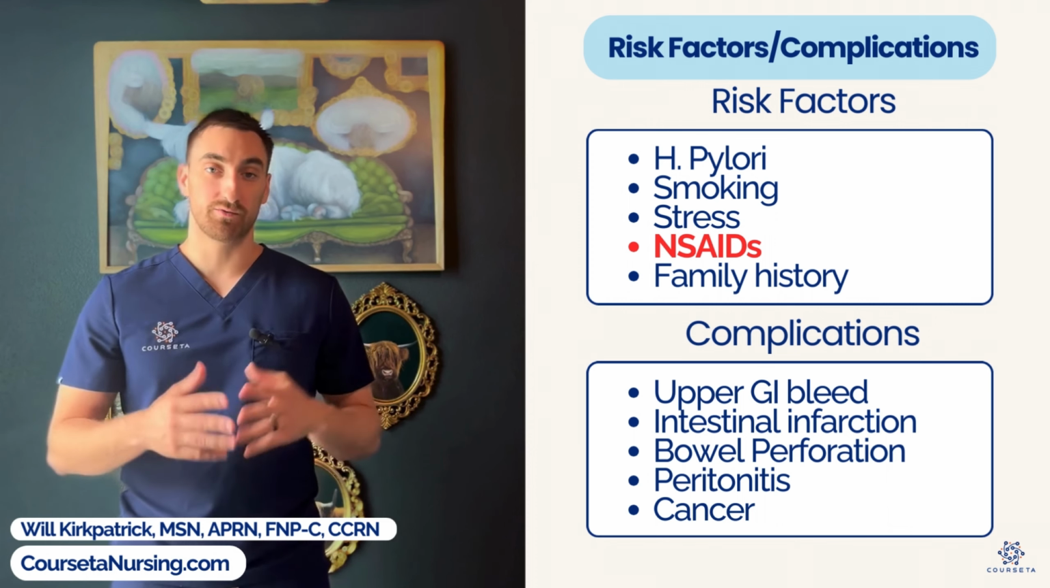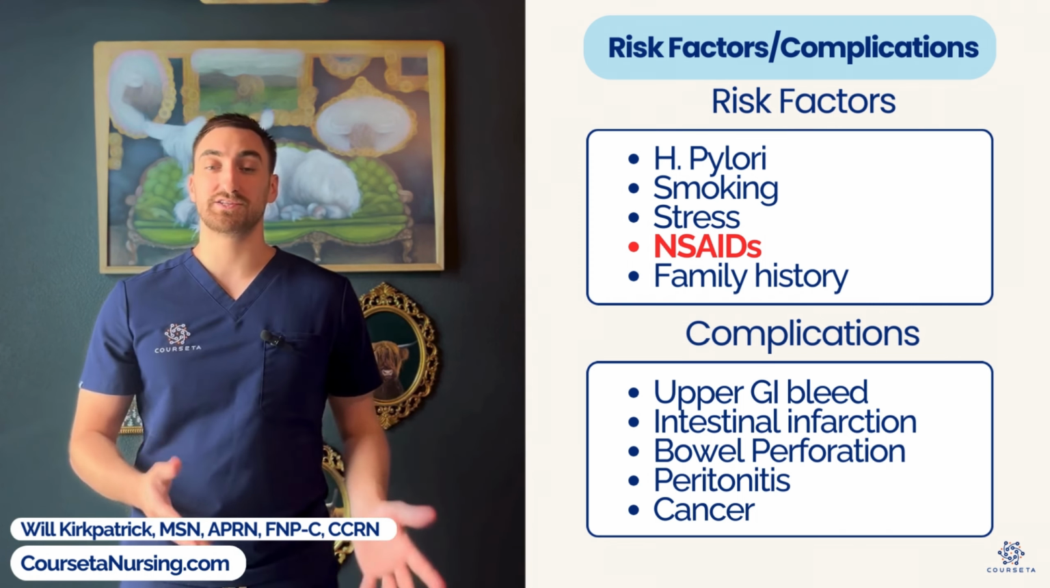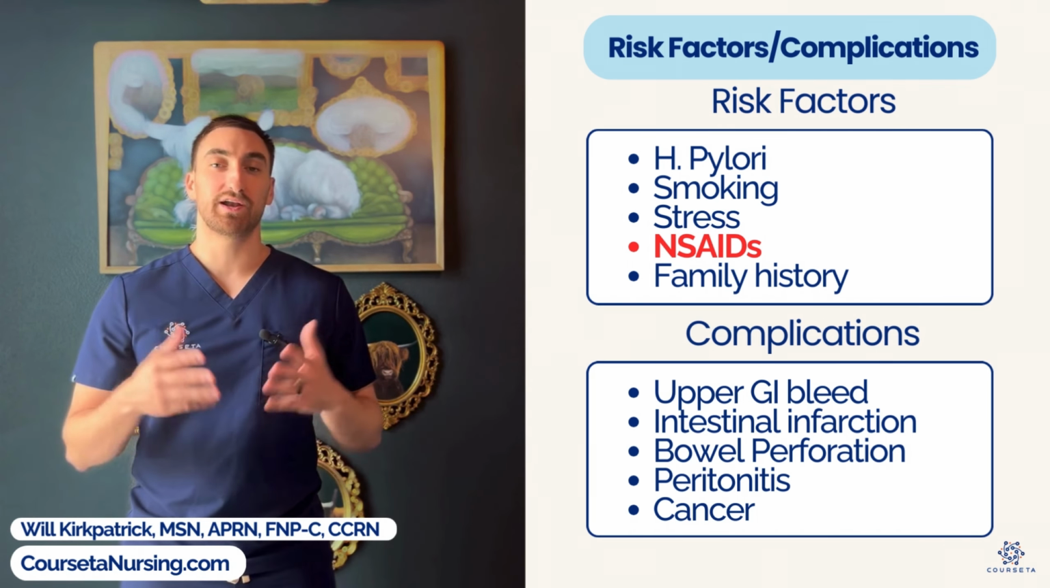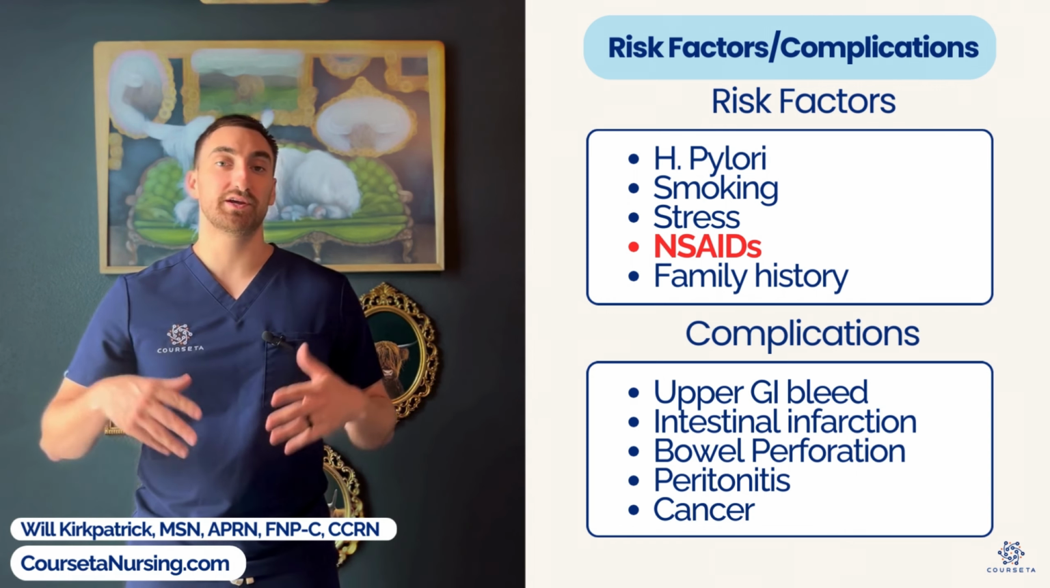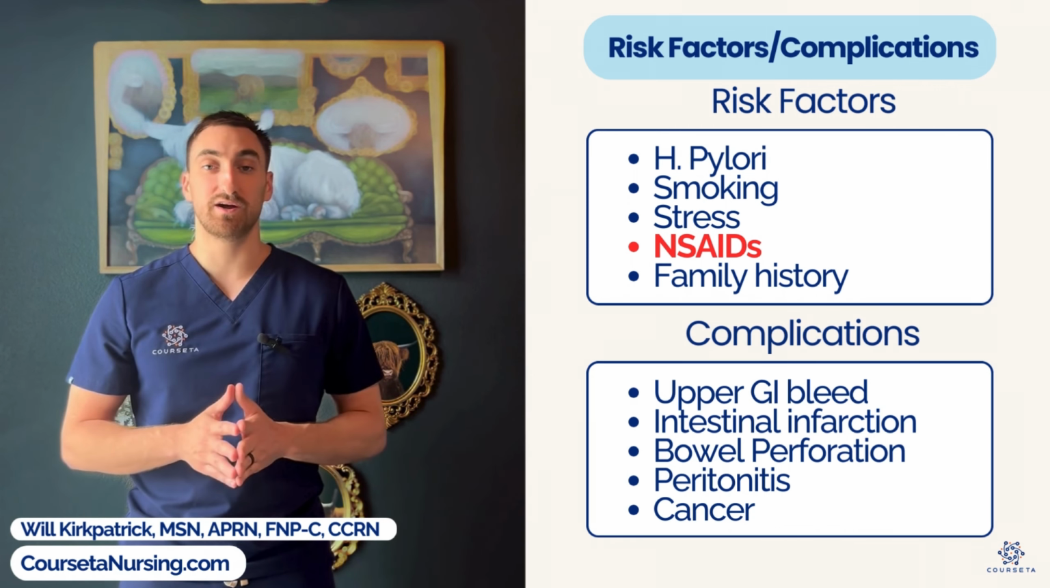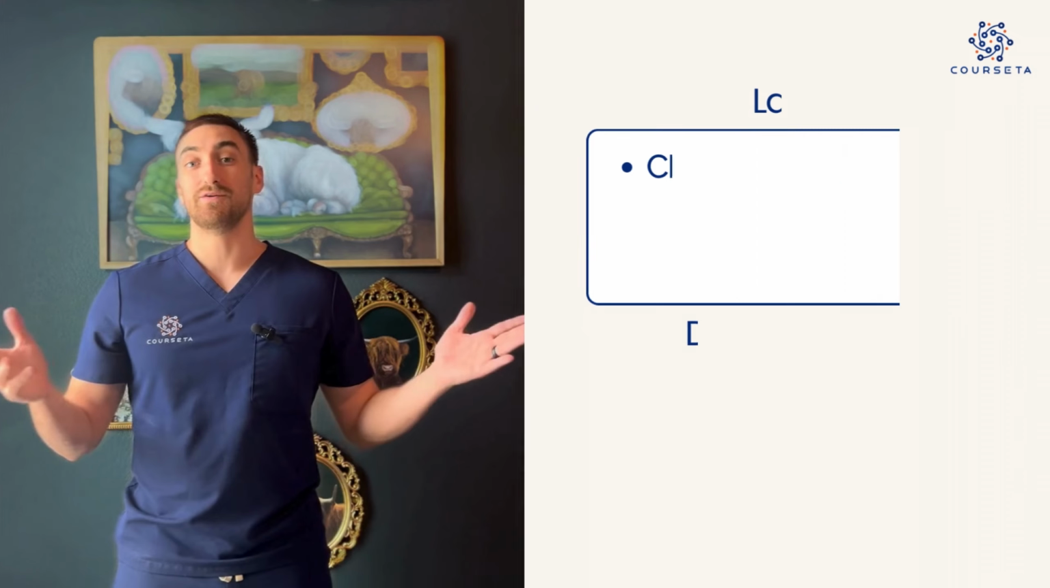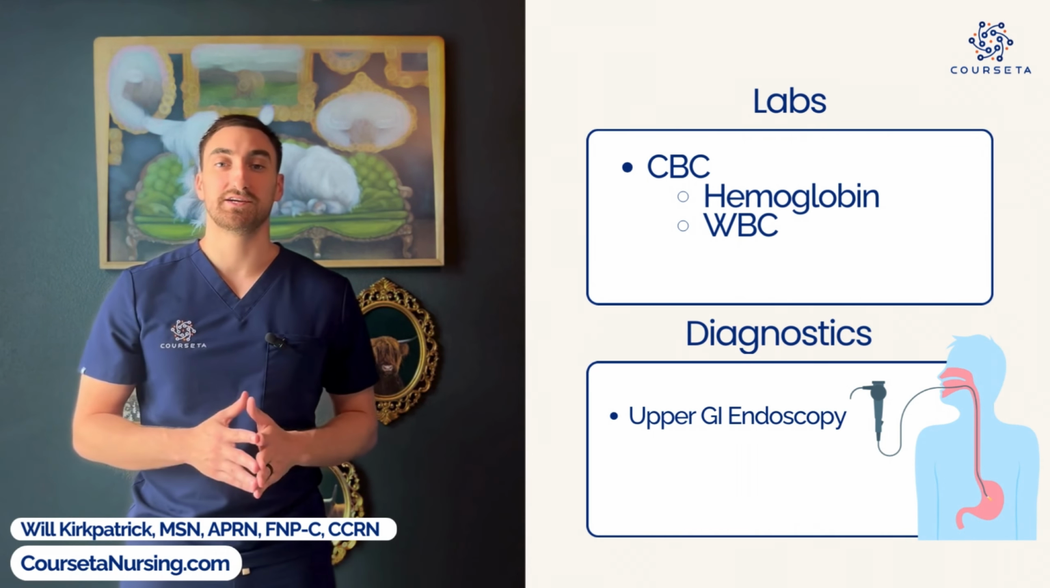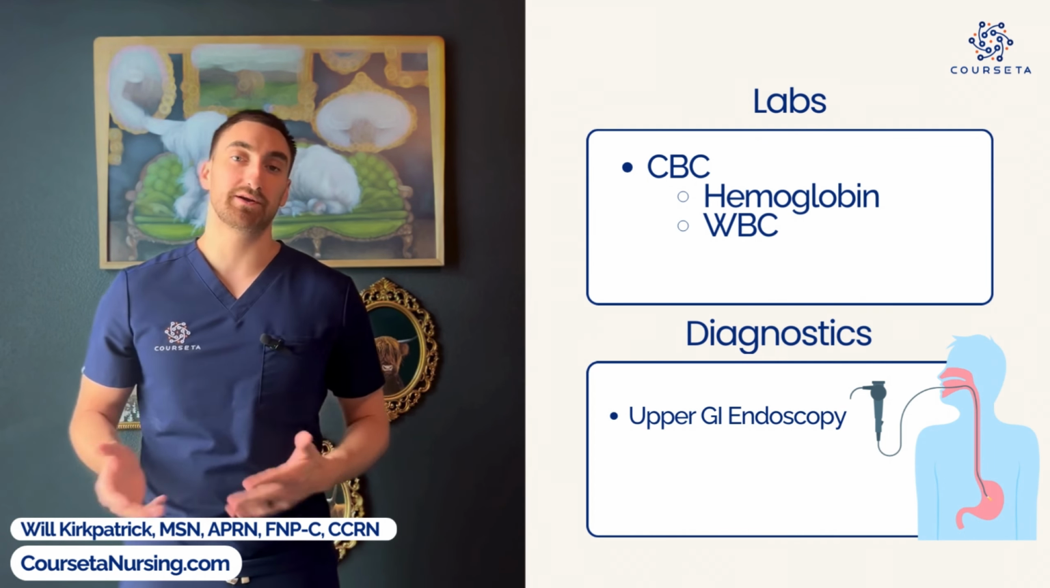Lastly, these patients are at risk for cancer. So one of those complications could be cancer. So anytime there's a chronic irritation of a tissue, it could potentially cause an irregular growth of cells, which is cancer. Now, diagnostics. What diagnostics do we use to identify peptic ulcer disease?